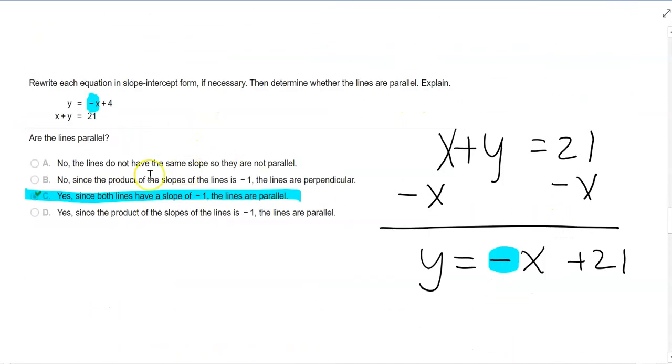Then in this next one, we have to solve, make sure both of them are in terms of y. I solve this bottom one for y. I see that my slope is -1. The slope given here is also -1, therefore they have to be parallel.